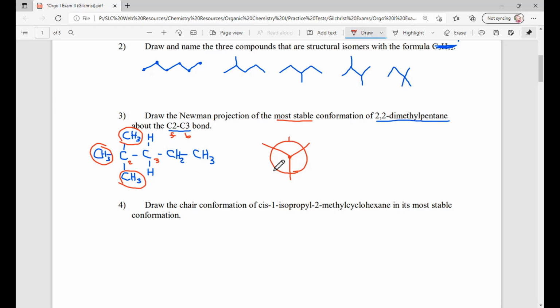So I'll put my little back bonds staggered from the front ones. So now the 3 things attached to the front carbon, the C2 carbon, are a CH3, a CH3, and a CH3. So I'll go ahead and write that down. My front carbon has CH3, CH3, and a CH3.